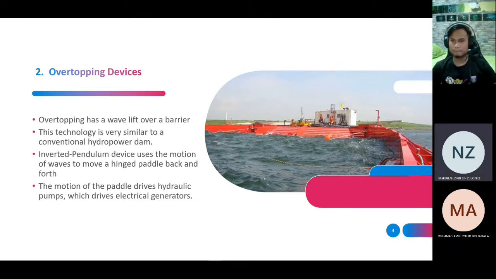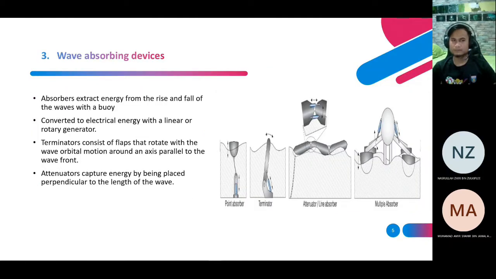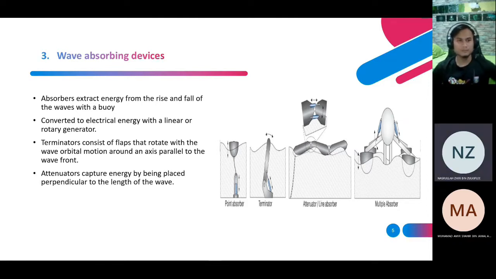So for the third way is the wave absorbing device. This separates into three types: the absorber, terminator and attenuator. Absorber extracts energy from the rise and fall of the wave with a buoy. Once the energy is extracted, it is then converted to electrical energy with a linear or rotary generator.